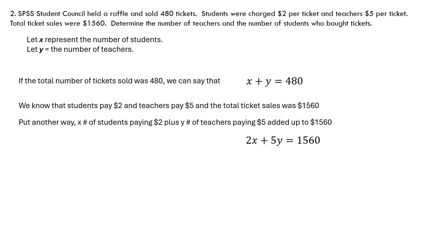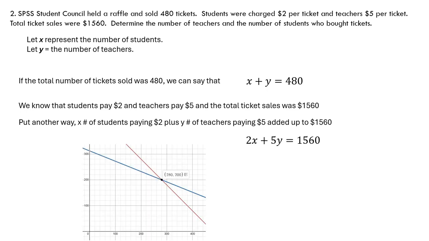Again, we don't need to complete any more. We've done everything the question asks, but if we did graph it, we would see that the graph intersects at the point 280, 200. 280 represents the number of students, 200 represents the number of teachers.